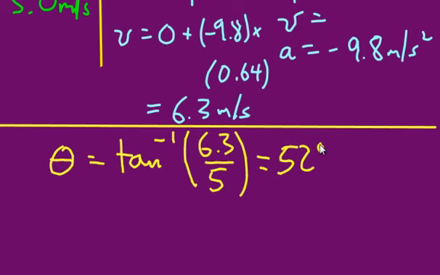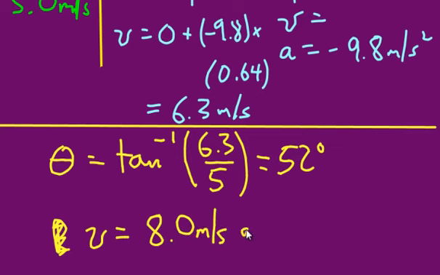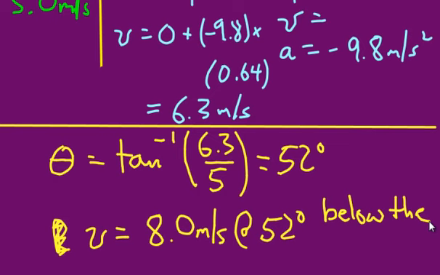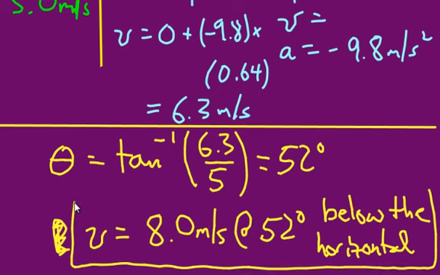about 52 degrees. So we would then express our final answer as the net velocity, let's use v. V equals 8.0 meters per second at 52 degrees below the horizontal. That's how you would express the final answer of the velocity when the marble hits the ground.